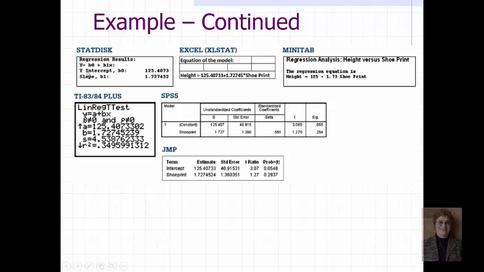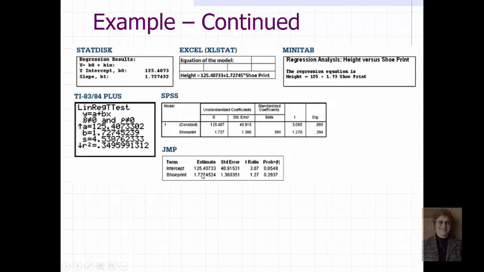In StatDisk, they tell you your y-intercept and there's your slope, and you need to put it into the linear form. With the TI-83/84, they give you a is the y-intercept, b is the slope. They give you those values. In SPSS, they give you the constant as your y-intercept, and the slope would be the shoe print. The same thing happens here with JMP.